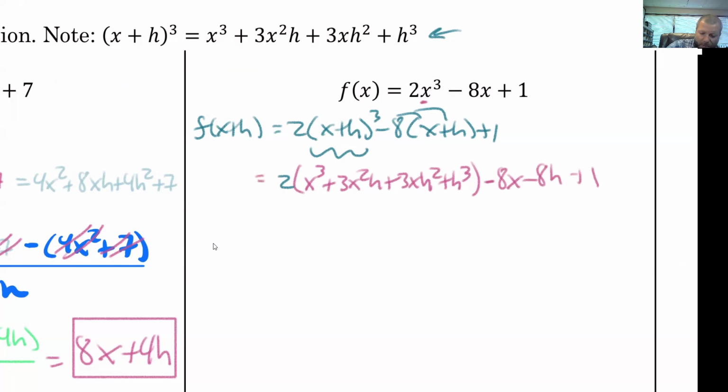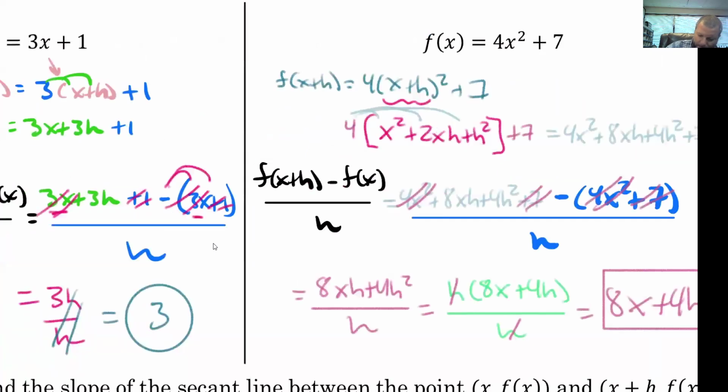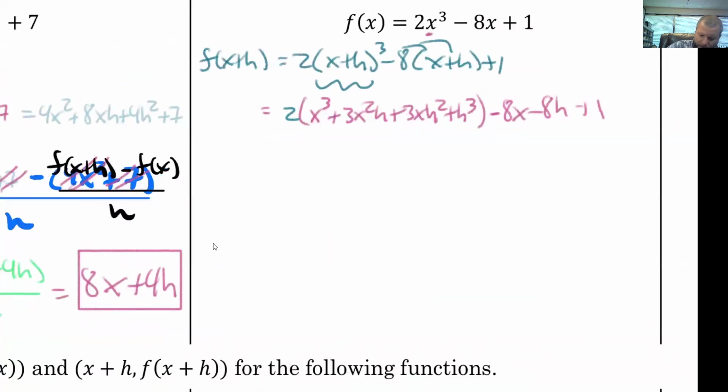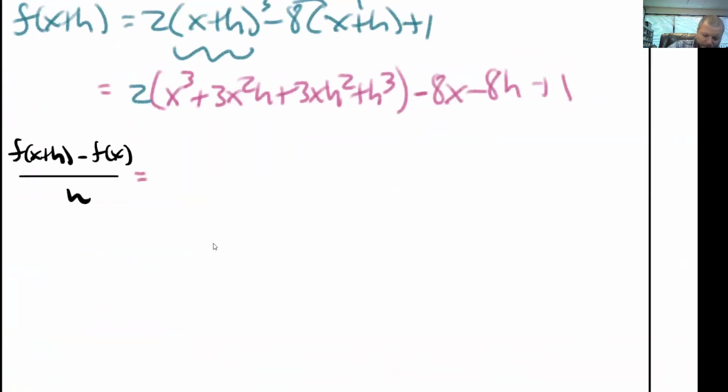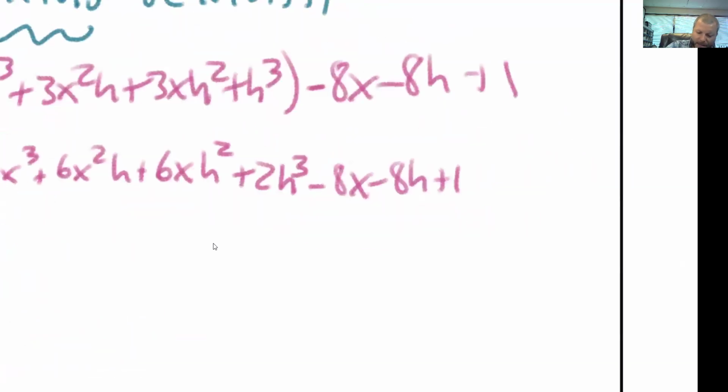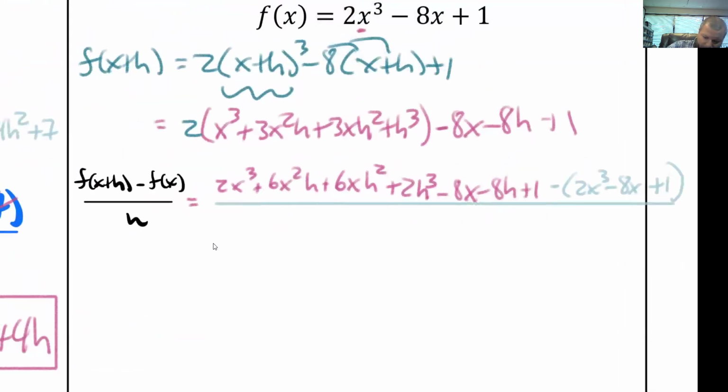All right, so then now I throw this into my difference quotient, and here it is. And now I have what I just found. I'm going to distribute the 2, so I get 2x cubed plus 6x squared h plus 6xh squared plus 2h cubed minus 8x minus 8h plus 1. And then I'm going to subtract off f of x, which was just 2x cubed minus 8x plus 1. So 2x cubed minus 8x plus 1. And all of this divided by h.